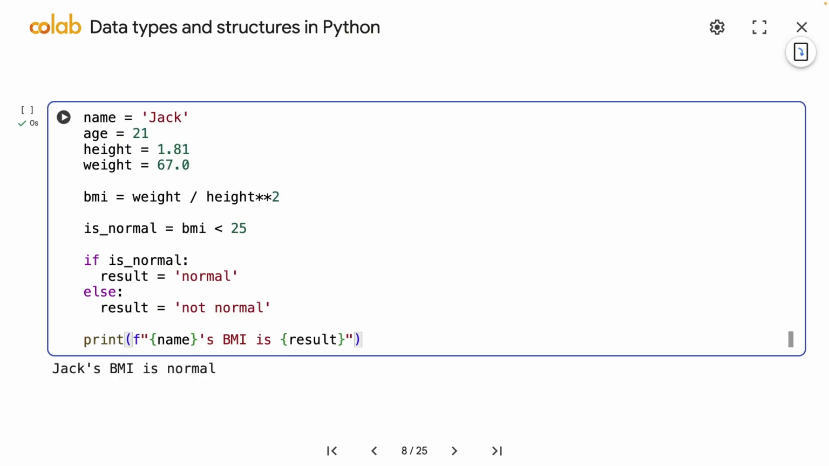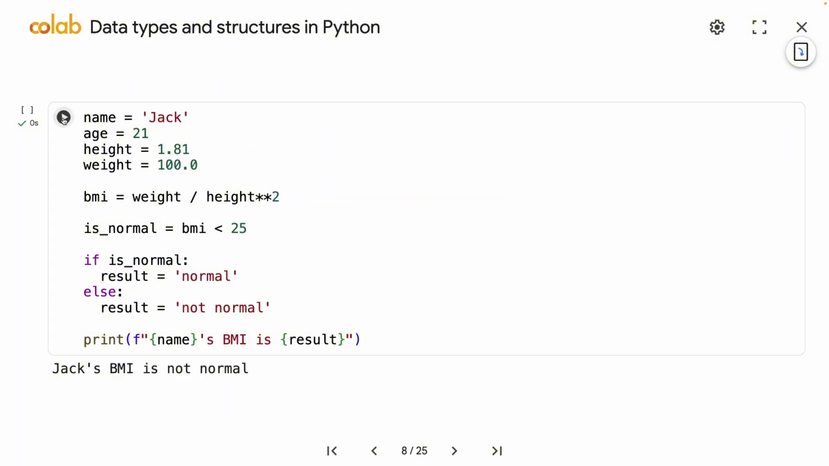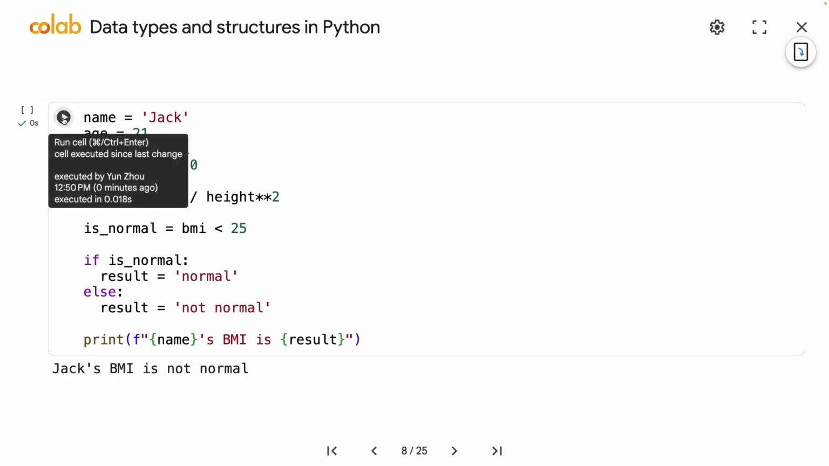Now it shows that Jack's BMI is normal. And very quickly, let's try increasing Jack's weight to 100.10. So this time Jack becomes much heavier. Right? Everything else stays the same. Let's run it. Now we can see that after some calculation, you get some number for the variable BMI, right? I didn't show you here, but it's imaginable it's going to be a much larger number if the weight is much higher. And it turns out is normal becomes false.